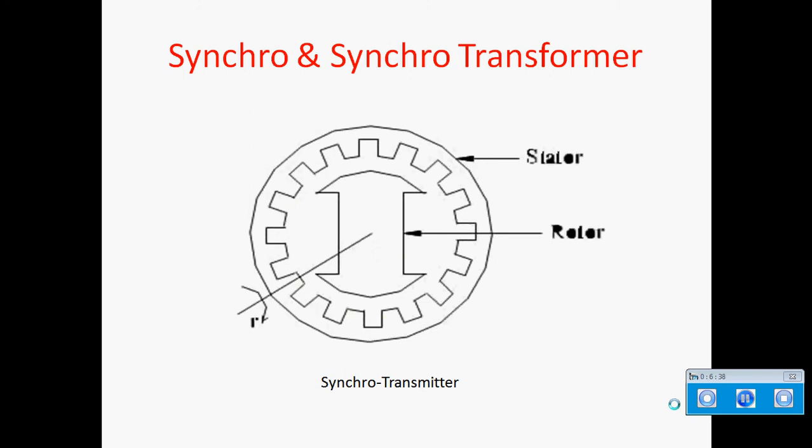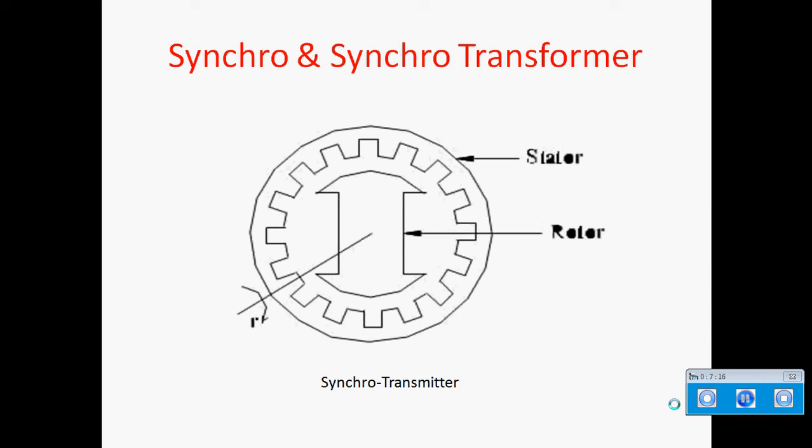Next point is synchro and synchro transformer. First, synchro. The synchro is a type of transducer which transforms the angular position of the shaft into an electrical signal. It is used as an error detector and as a rotary position sensor. The error occurs in the system because of misalignment of the shaft.